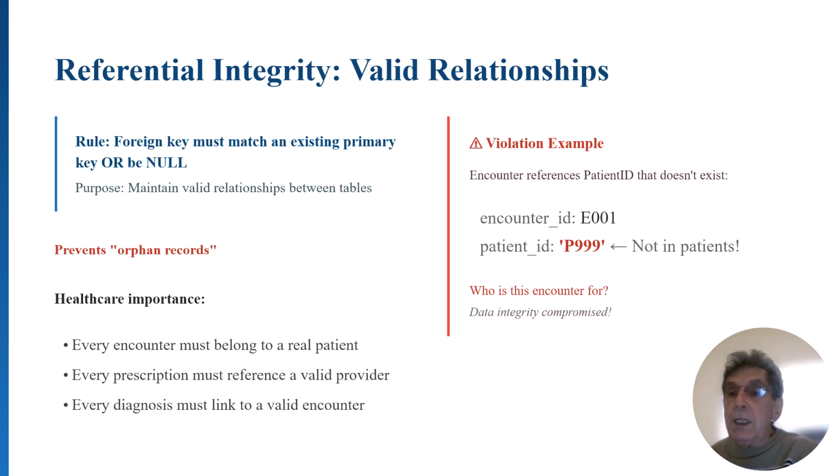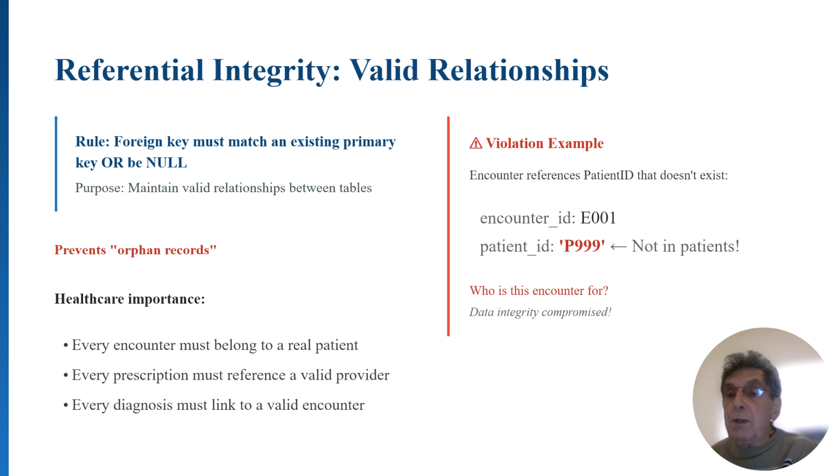Referential integrity maintains the validity of the relationships between tables. The rule, a foreign key must match an existing primary key in the reference table, or it must be null if nulls are allowed. Why does this matter? Without referential integrity, you can have orphan records, records that reference non-existing parents. Imagine an encounter with patient ID P999, but no patient with ID P999 exists. Whose encounter is this? What are their allergies? What's their medical history? The data is meaningless. Worse than meaningless, it's misleading.